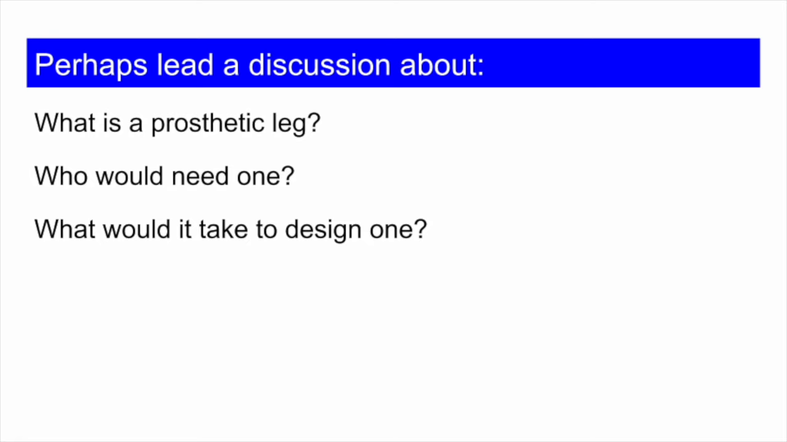There are several ways to get the kids excited about this fun hands-on activity. Perhaps you could lead a discussion about what a prosthetic leg is, who would need one, and what it would take to design one. To structure this conversation, first, you could have students talk in pairs about these questions. After 1 to 2 minutes of peer conversation, allow learners the opportunity to share back their ideas, what they discussed, and why. Be sure to record their ideas on a whiteboard or chart paper to make all learners' ideas visible to each other. Now, let's check out some highlights for this activity.